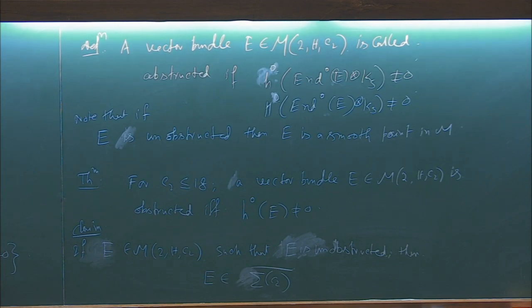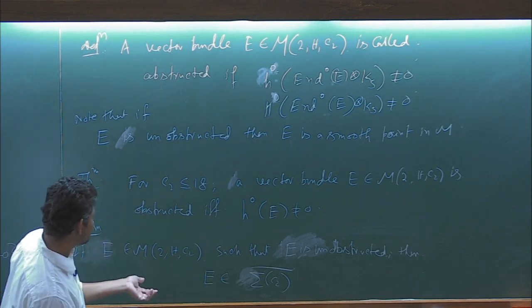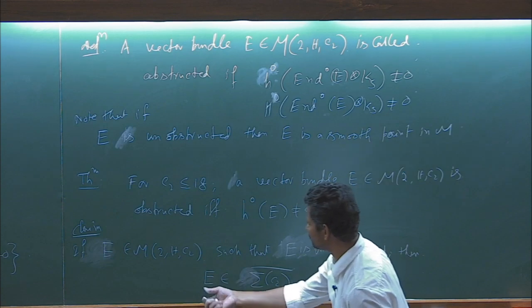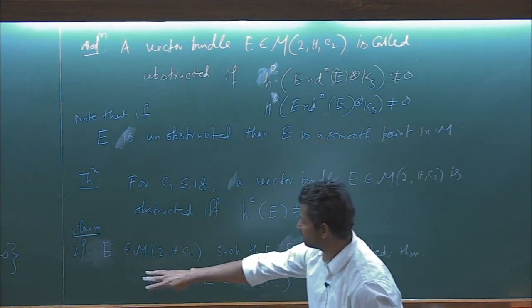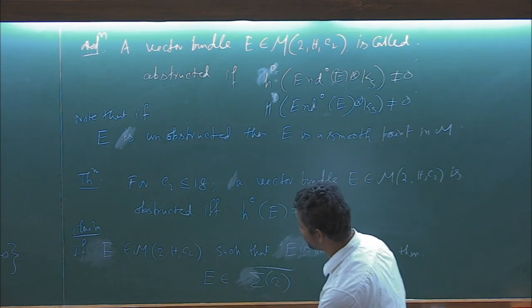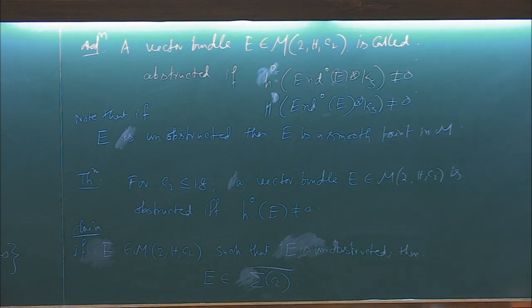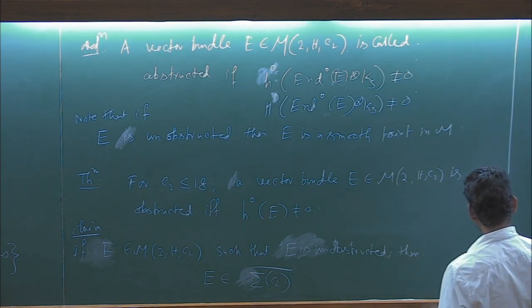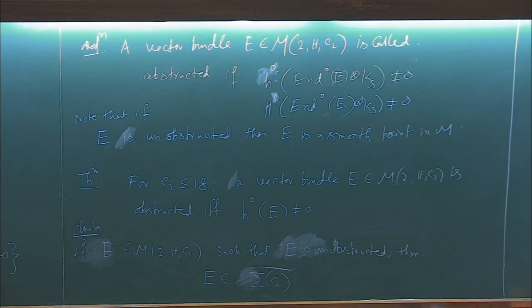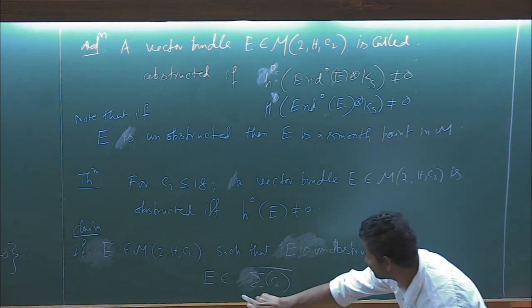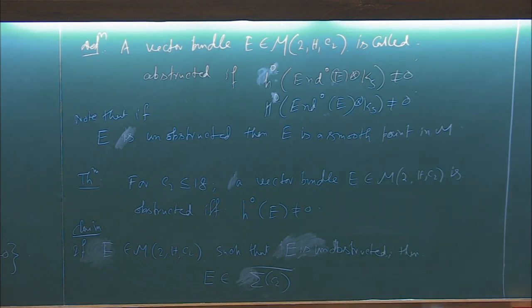So this will prove this theorem. This will imply this theorem because the irreducible components of this are in bijection with the irreducible components of this, if we prove that any unobstructed bundle belongs to the closure of this. Now, this is quite easy to see because if E is unobstructed, then since this is 0, it is a smooth point. So the component containing this has expected dimension.